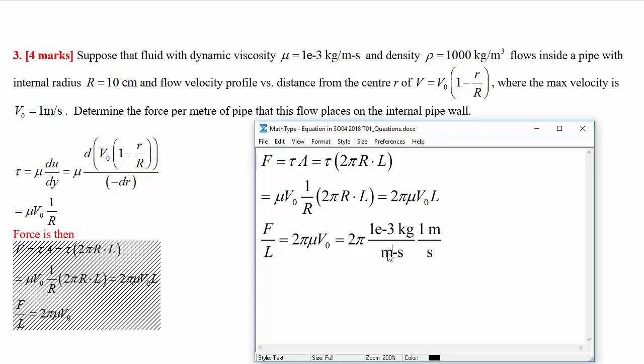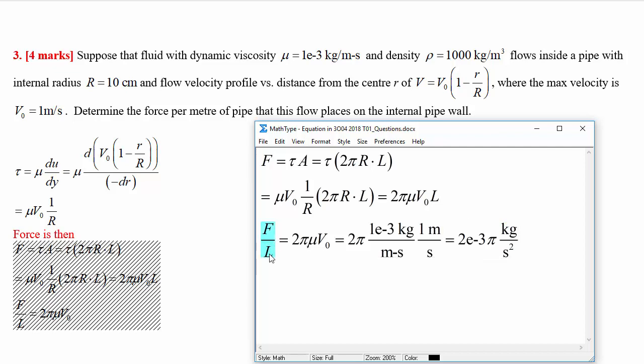So meters cancels with meters, and we're going to have 2 pi kilograms per second. So that seems kind of strange, right? Second squared, actually. Kilograms per second squared. That's sort of weird. 2 pi e-3, I guess, kilograms per second squared. 2 pi times 10 to the negative 3, or maybe 2e-3 pi kilograms per second squared. Again, a strange unit, but let's think.